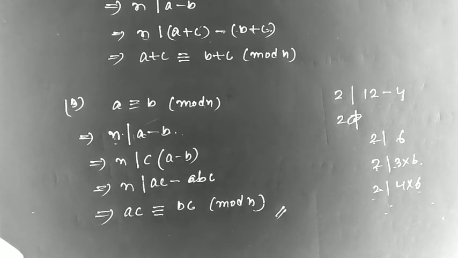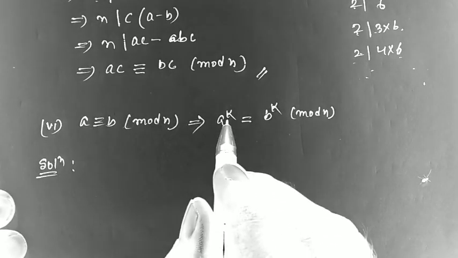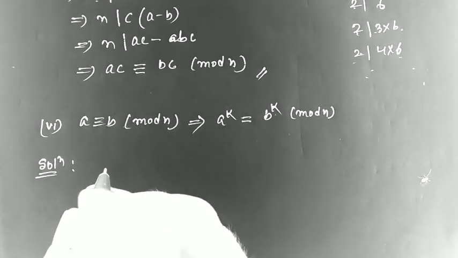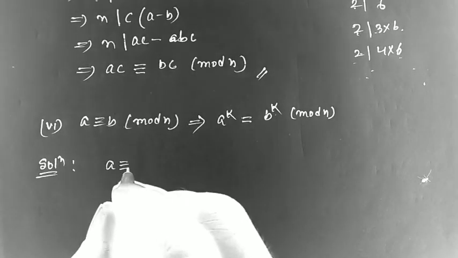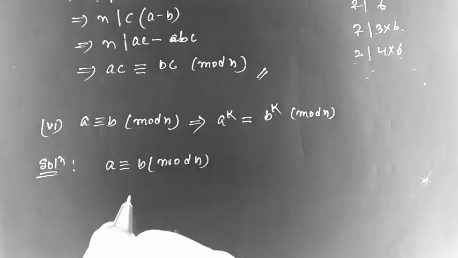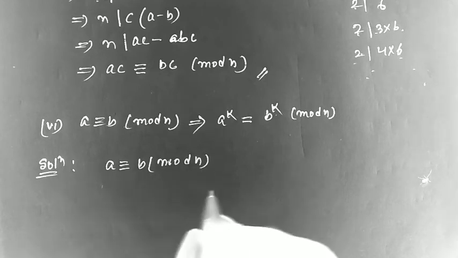Next one. a is congruent to b mod n implies that a to the power k is congruent to b to the power k mod n. So a is congruent to b mod n. Again we can write a is congruent to b mod n.